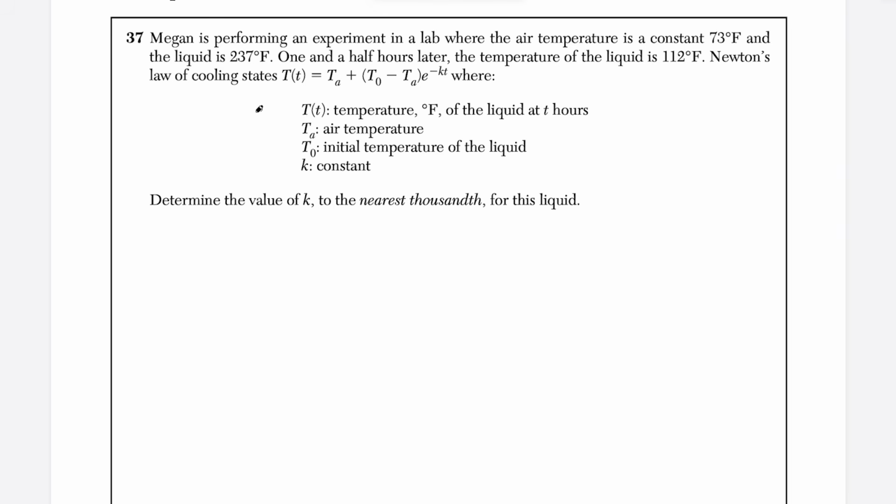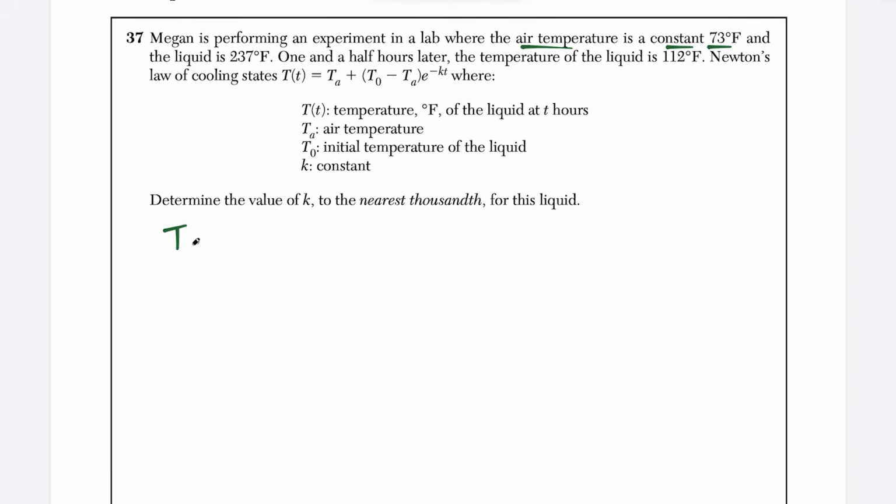So for this one, we're just going to go piece by piece and see what each piece they gave us means. They told us the air temperature is a constant 73 degrees Fahrenheit. So the air temperature is a constant 73 degrees Fahrenheit. And the air temperature is T sub A.